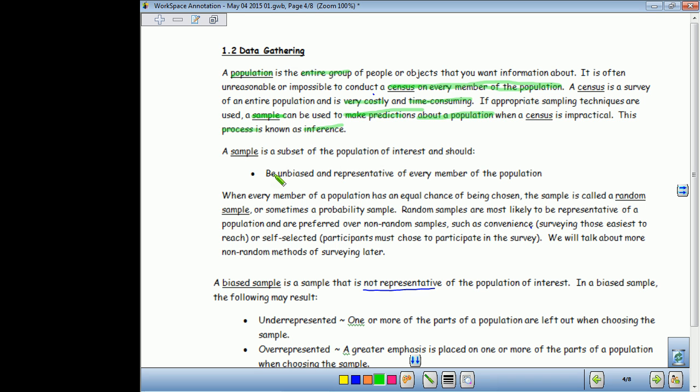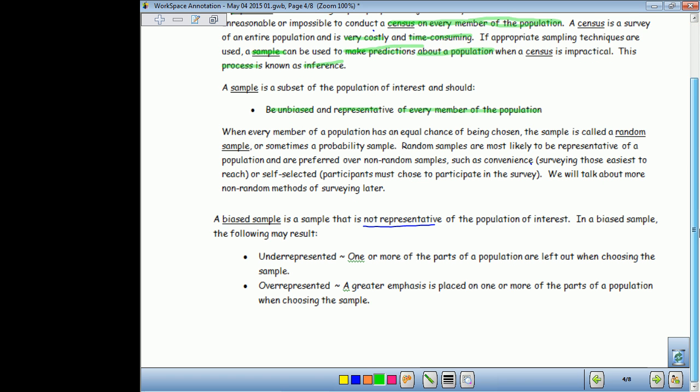A subset should be unbiased and representative of every member of the population. So we have to be very careful how we set up our surveys to make sure that we have an unbiased and representative sample of our population.